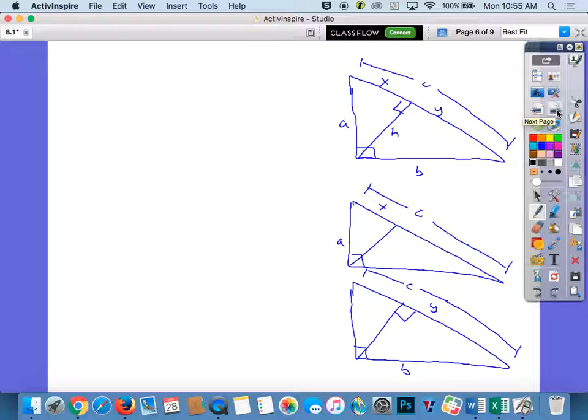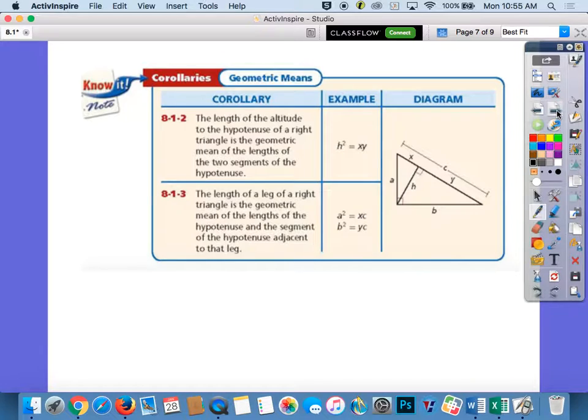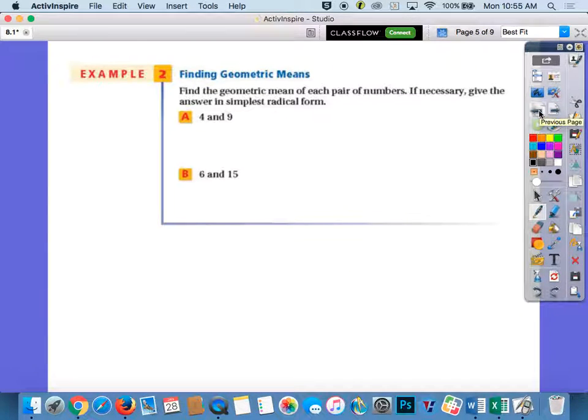So I want to go through and talk to you about this in a little more detail. Let's find a couple of geometric means and we'll see how this applies. It wants us to find the geometric mean. This is basically just a vocab term. To find your geometric mean, you use your formula. X squared equals A times B, so X squared equals 4 times 9. X squared equals 36, so X is going to be 6. Your geometric mean of this is 6.